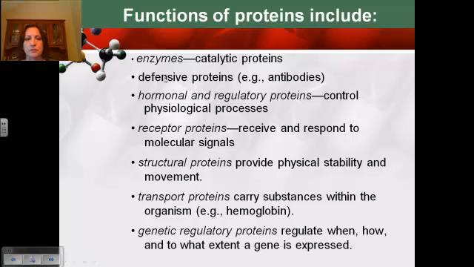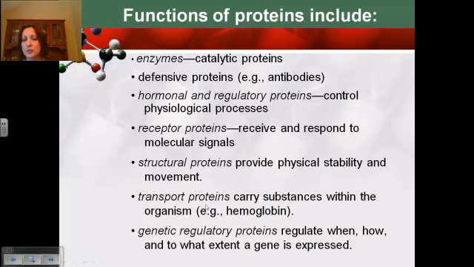So I have just sort of a list here. So we have enzymes. They act as catalysts to make chemical reactions happen, lowering the activation energy needed. We find them as defensive proteins in the form of antibodies. They act as hormones. They act as receptors on the surface of cells. And they act as structural proteins, your hair, the fibers in your muscle cells.